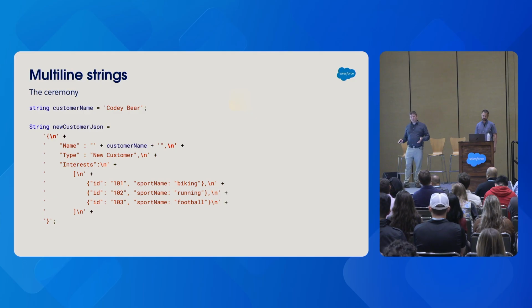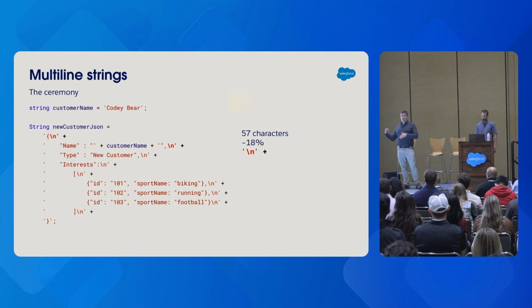It's a lot harder to read. There's a lot more overhead, and you're actually using, in this case, 18% more characters than just representing it, just with the overhead of all those extra encodings for every single line.